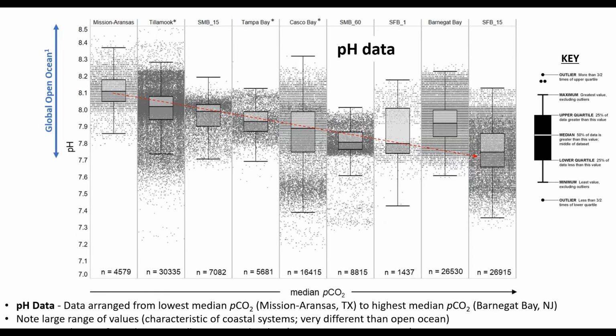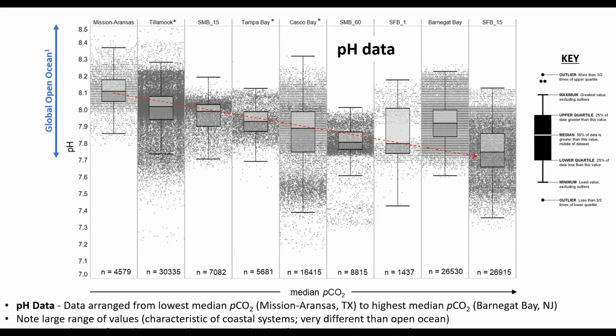The next slide has the data organized in the same way, except here you're looking at pH data. pH data shows that inverse relationship, where you're seeing some of the highest pH values where you saw some of the lowest PCO2 values, for example, in Mission Aransas in the Gulf. And again you're seeing a lot of variability in pH data, which is driven by many different drivers that we did not get into in this paper. So I'm getting low on time here.